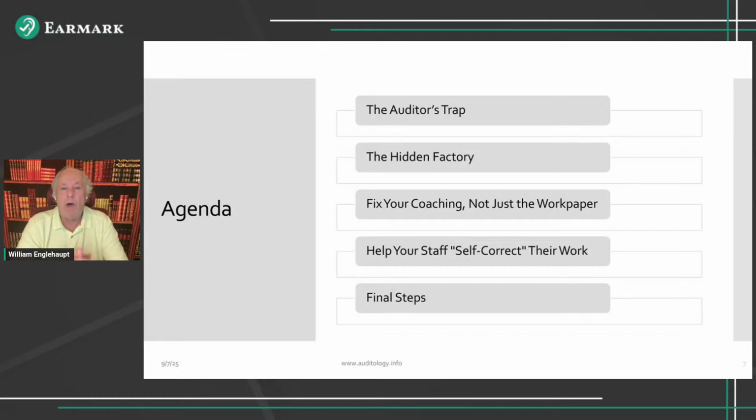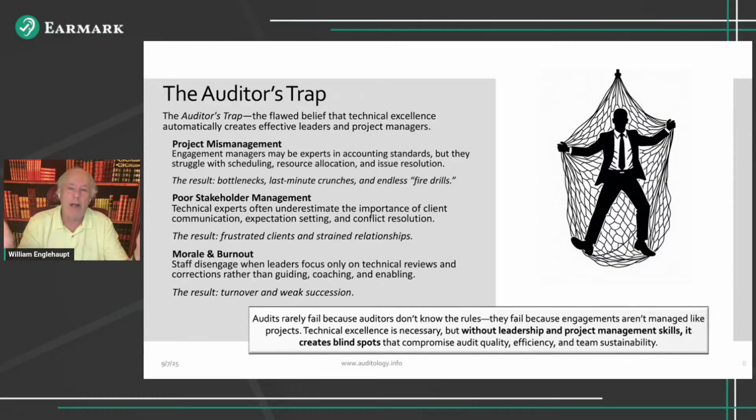So the agenda for today, I want to talk just real quickly about this concept we call the auditor's trap. Secondly, I want to dive into what we call this hidden factory, right? It's kind of our picture version of what really goes on with audits. Third, I want to talk about coaching and how important that is and what impact that has on the audit. The next thing is this idea of helping your staff self-correct, right? We can teach them, we can tell them, but how would people be able to do that themselves? And then lastly, leave you some final takeaways and some steps. So here's this auditor's trap.